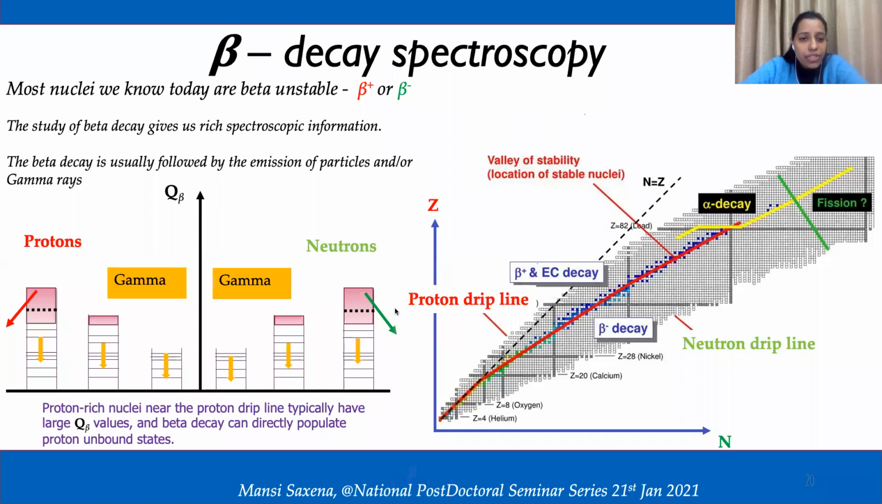On the neutron-rich side, we might have beta-delayed neutrons, and on the proton-rich side, we will have beta-delayed protons. As we know that zinc is a neutron-deficient, or proton-rich, nucleus, it would essentially emit beta-delayed protons.